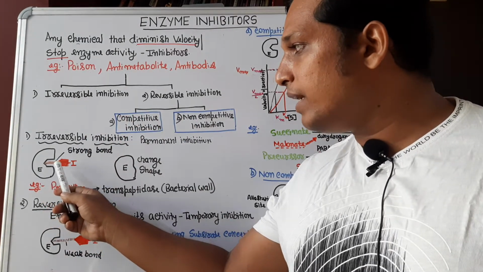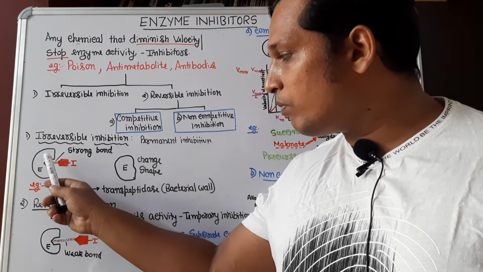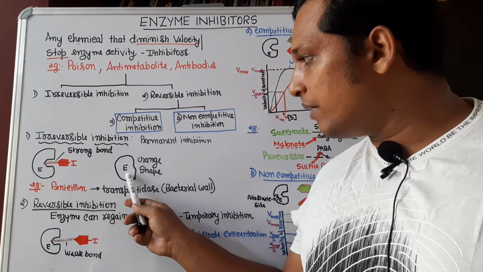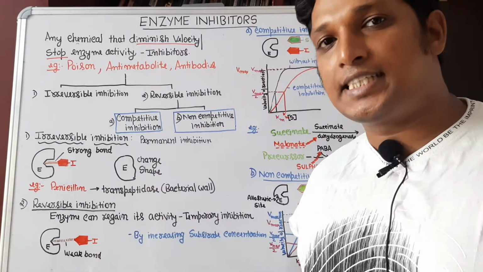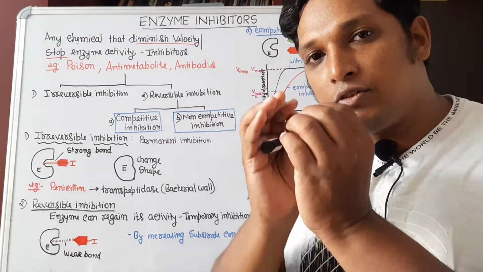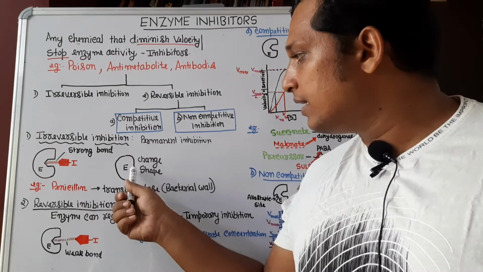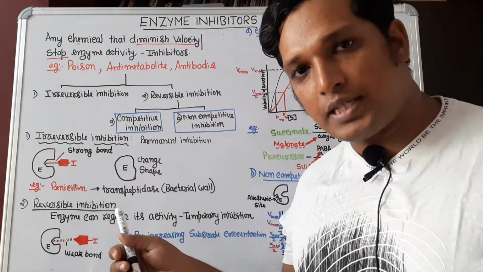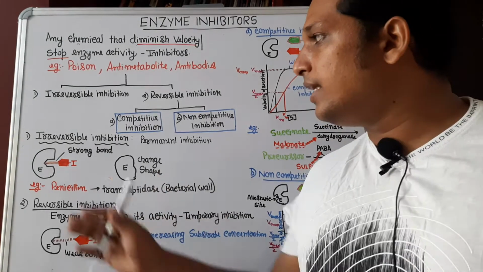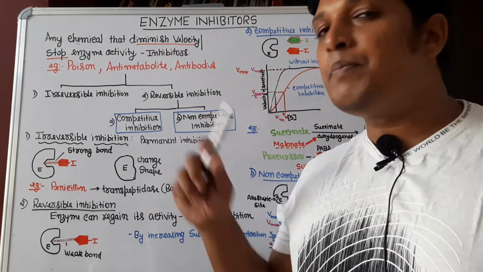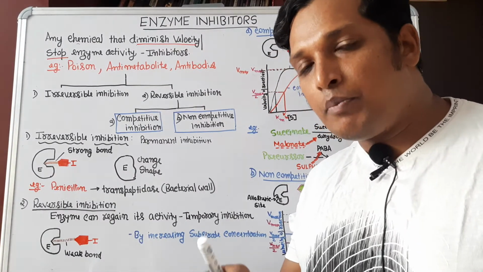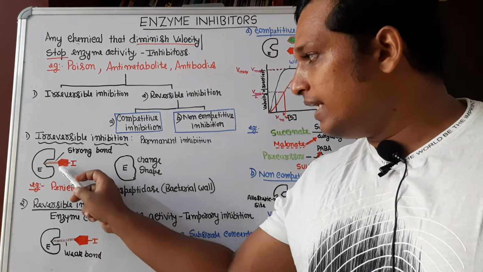That is one way. Another way is that the inhibitor, by forming a strong bond, attaches to the enzyme, so that once the inhibitor binds, the enzyme will completely change its shape. The active site does not have a fixed shape. When the inhibitor binds, the enzyme shape changes. If the enzyme shape changes, the product cannot be formed because the substrate cannot bind to it. That is irreversible inhibition.